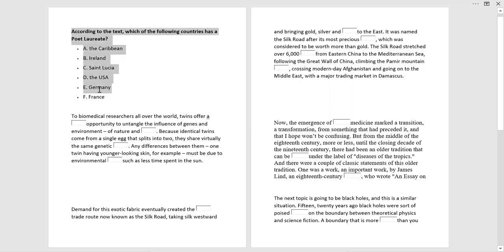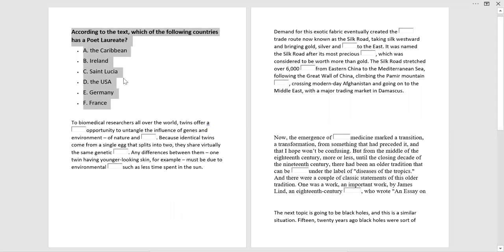You see this question: according to the text, which of the following countries has a poet laureate? So this is the question. You will be hearing a recording related to this question now. Out of these six given options, maybe one, maybe two, maybe three are right, and you have to see which one is right. According to that, you send me the answer in the chat box. Suppose you feel ABC is right, so you send ABC, but be mindful: for every wrong answer, you will get minus one.